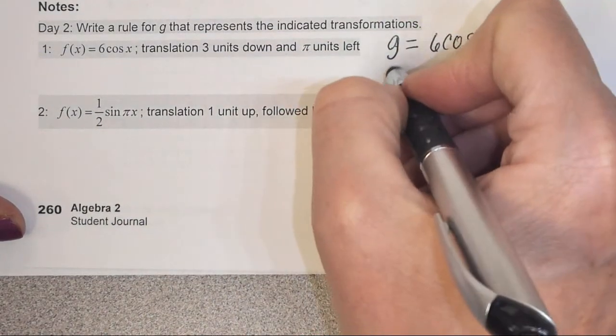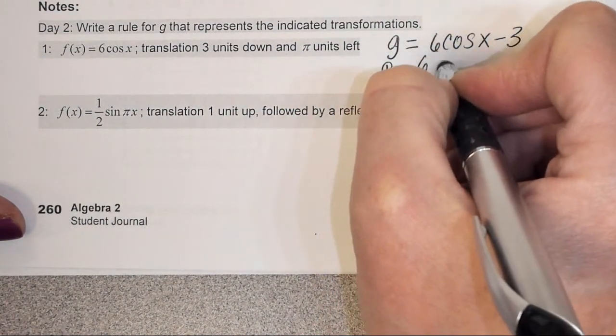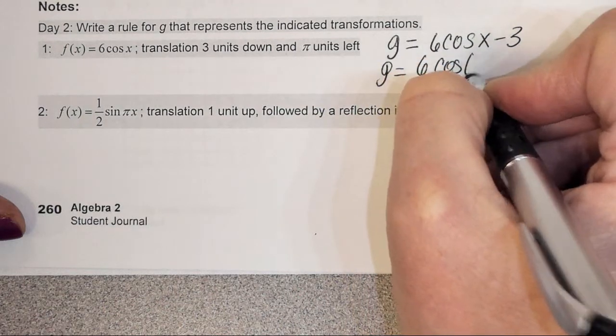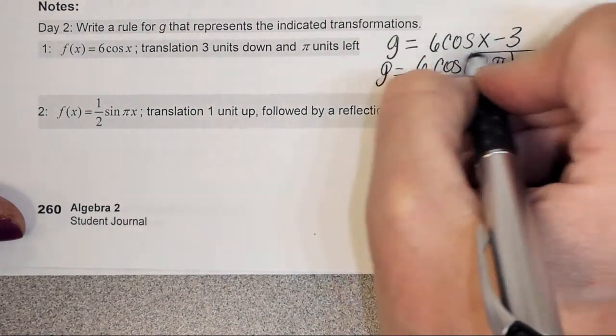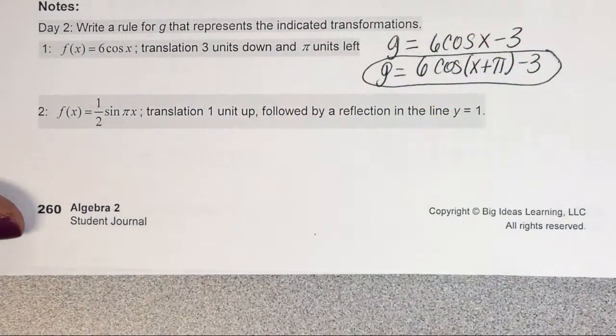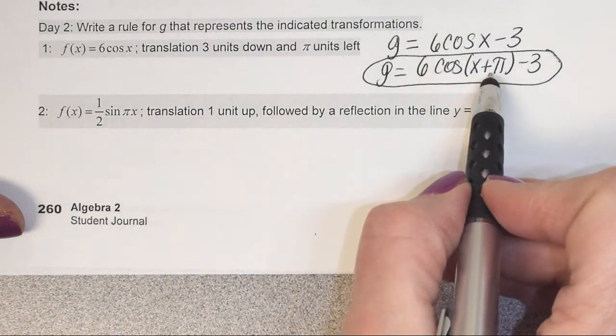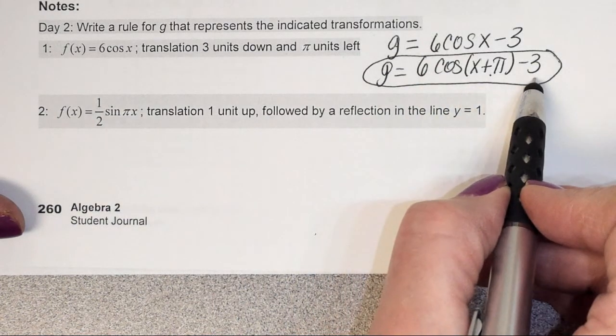Right. So it's going to look like this then at the end. 6 cosine. The x would get replaced with x plus pi, minus 3. That's going to keep the same amplitude. It's going to shift pi units left and 3 units down.